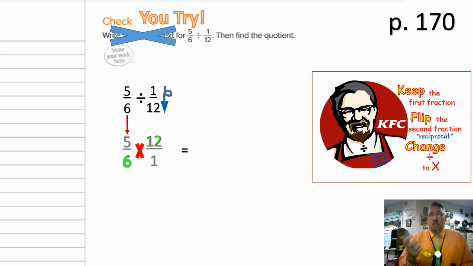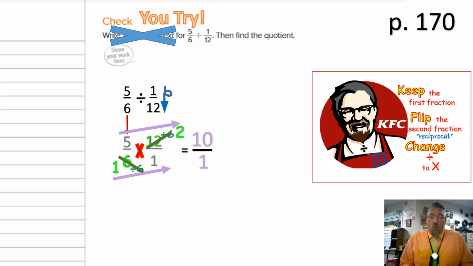But then I could reduce by 3s, and I'd end up with 1 and 2. Where if I just simply reduce by 6 and do it in one step, then I'm going to end up with 6 goes into 6 once, and 6 goes into 12 twice. Then when I'm left with multiplying across, I simply have 5 times 2, which is 10, and 1 times 1, which is 1.